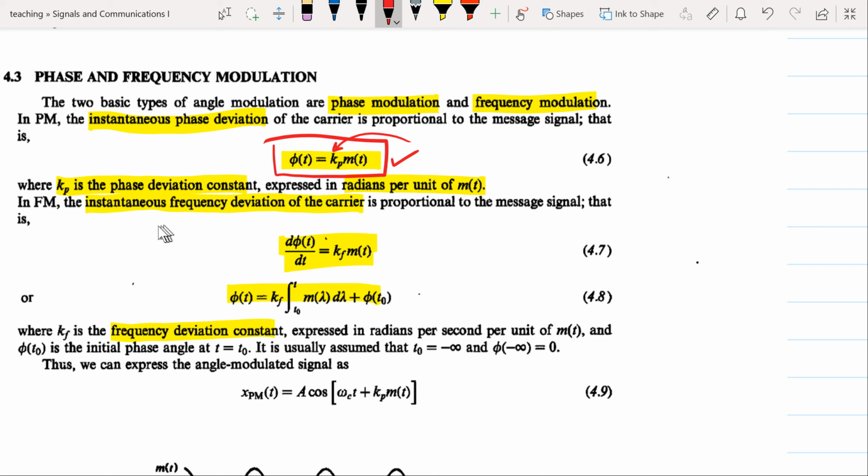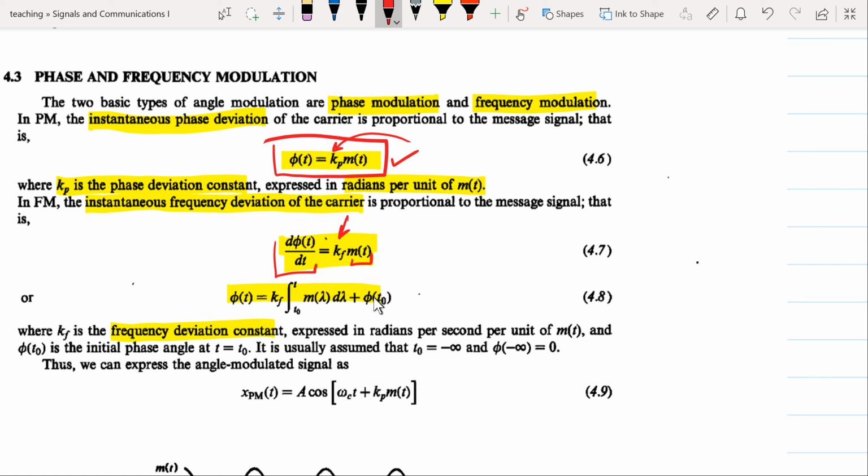And in FM, we define the instantaneous frequency deviation of the carrier as being proportional to the message signal. And as we have mentioned already, we define the instantaneous frequency deviation as the first order derivative of phi of t with respect to time, and that would give you the constant of proportionality being kf, which is now relating to the message signal.